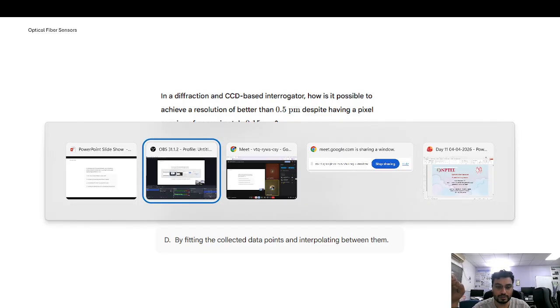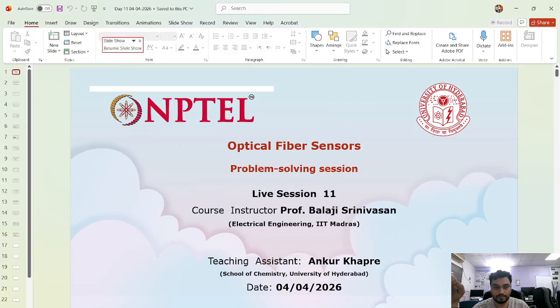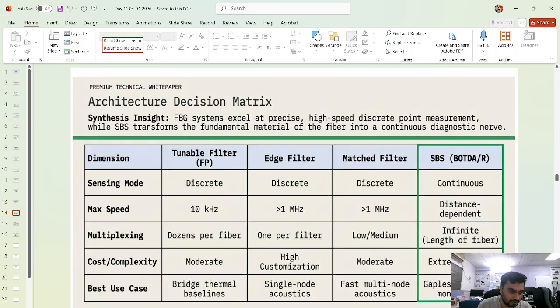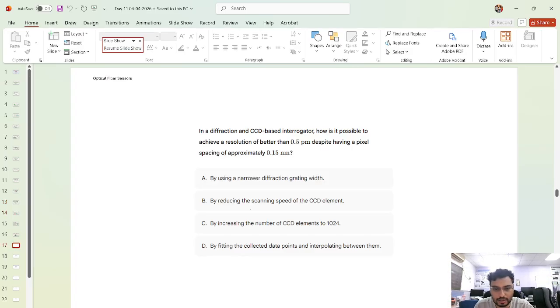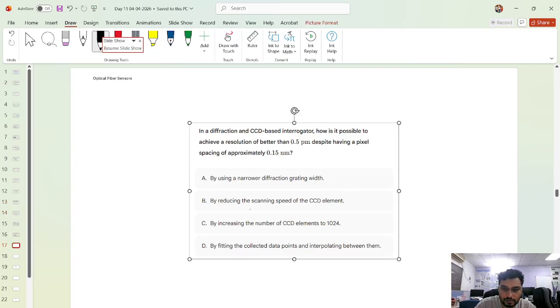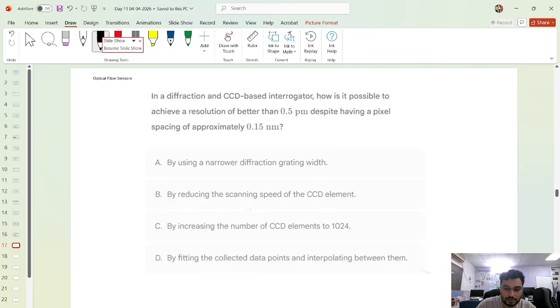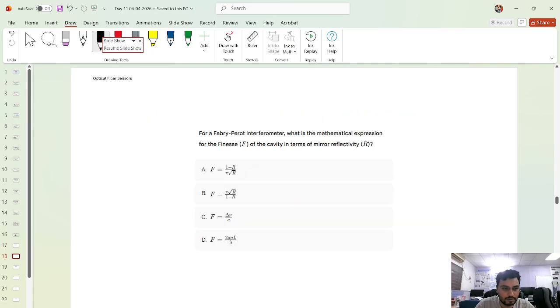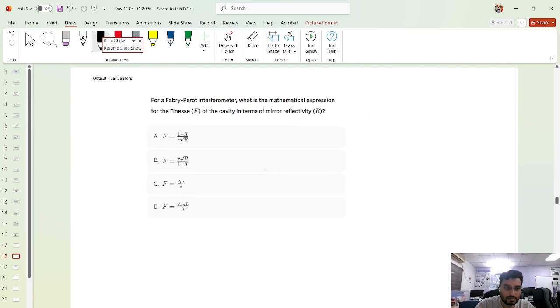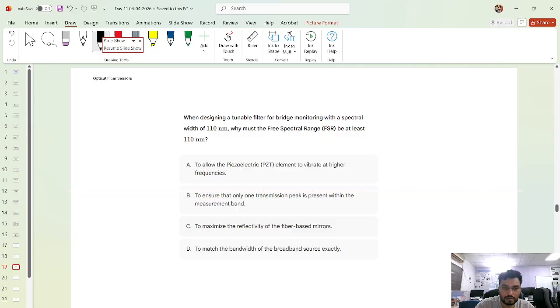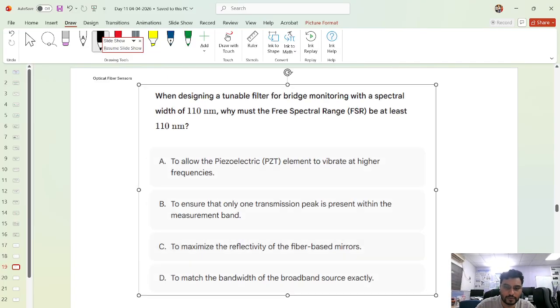Are you able to see the questions? Yes. Okay, is there any blurriness? It is clear, sir. Maybe I'll increase the size of the question. Just give the answer according to you.